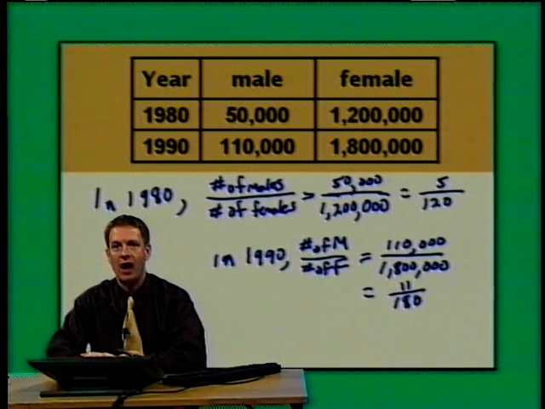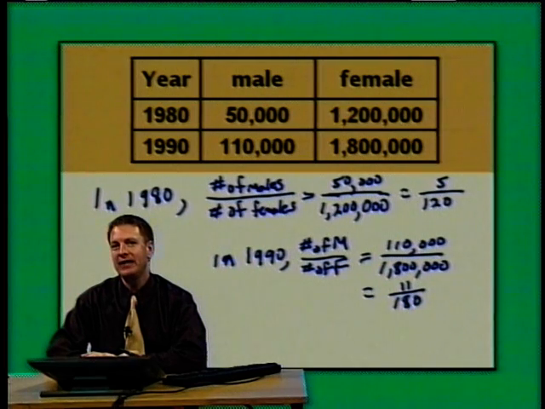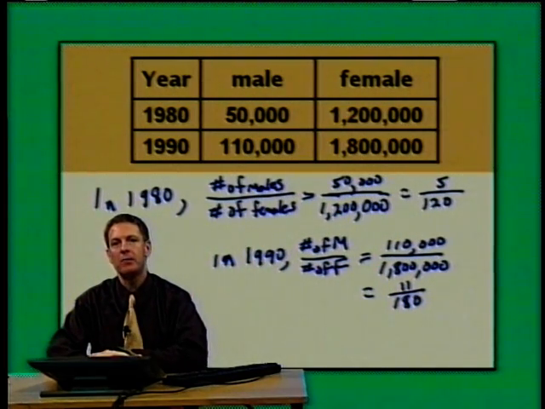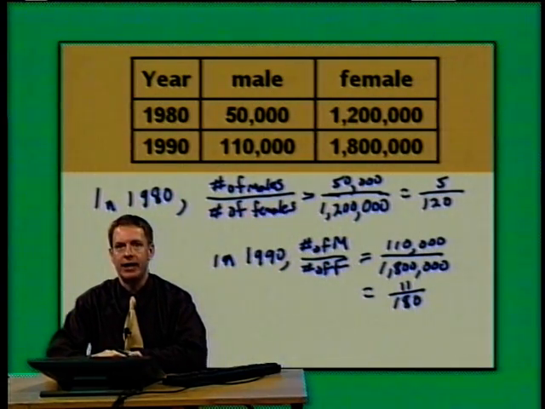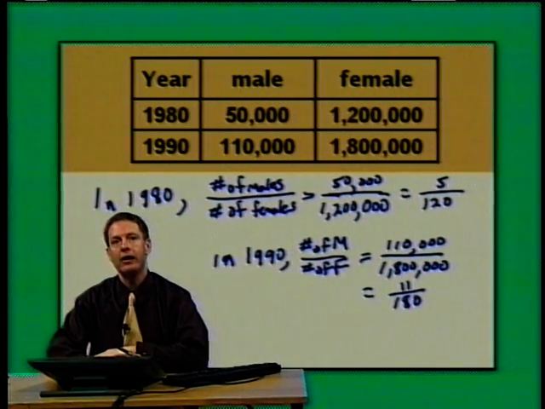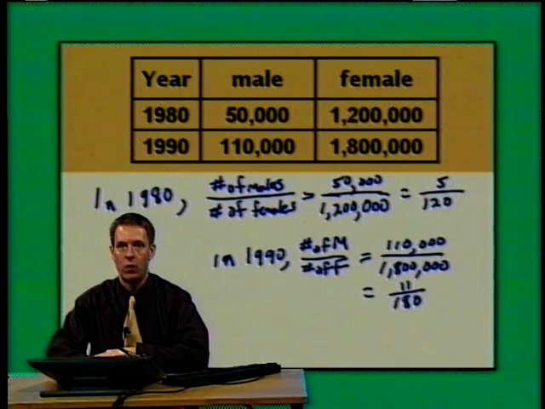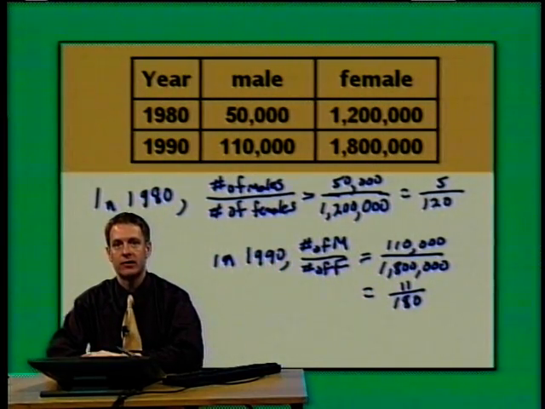Now, the question asked us to compare these ratios. How does the ratio 5 over 120 compare to the ratio 11 over 180? Quite frankly, I don't know. So I want to rewrite these fractions in a form that I can make some kind of meaningful comparison. Now, clearly, in both 1980 and 1990, there were lots more female nurses than male nurses. So one way I could make a meaningful comparison between these two ratios is I could figure out for each of the 2 years how many female nurses there were for every one male nurse.